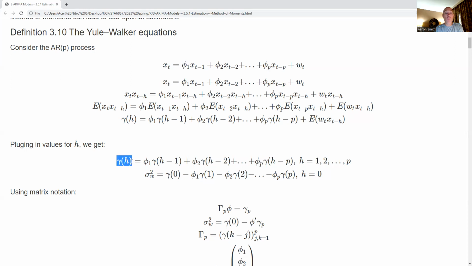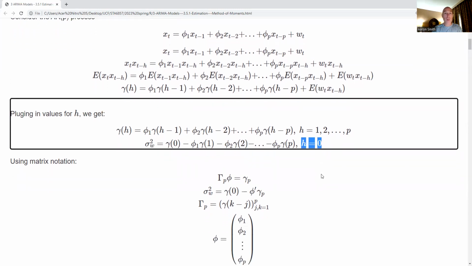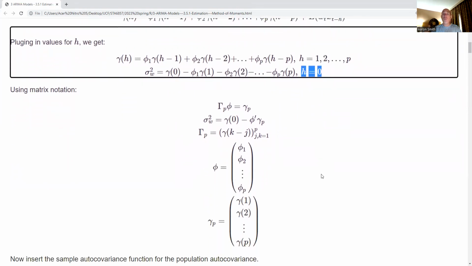Now, when h is not equal to 0, when it's 1 through p, then I'm going to have the autocovariance at h equal to an equation on the less lagged autocovariance values. Now, if I look at this, I'm going to have p plus 1 equations. So now I've got a system of equations. Let's go ahead and do some matrix algebra. If I'm doing matrix algebra, I want to express this as a matrix. That way everything is faster, easier, shorter to write out, and I'll do exactly that.